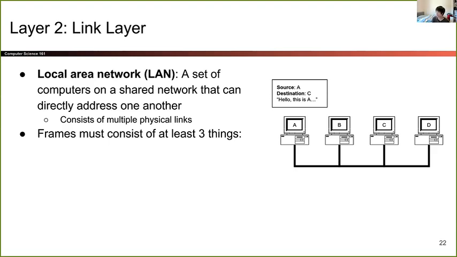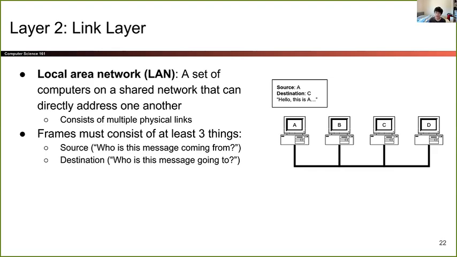In general, frames have to consist of 3 things. This is where I would normally ask you what these 3 things are, but unfortunately, I've given away the answer in this frame right here. So I'll just go through it. It needs to have the source, so usually we want to know where the message is coming from. It needs to have the destination, so it needs to know who the message is going to, so that other computers know to ignore this message. And it needs to have the data, because we want to include the data as part of the message that we want to send.